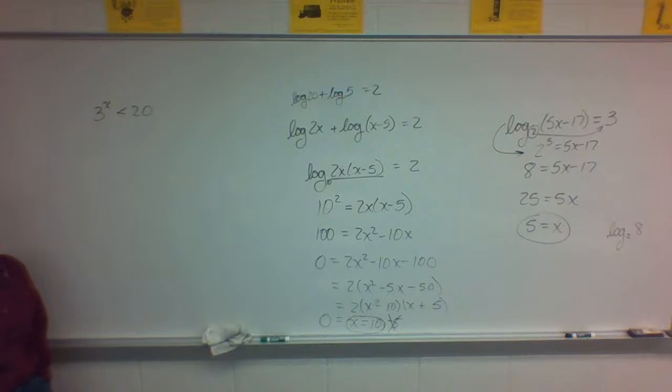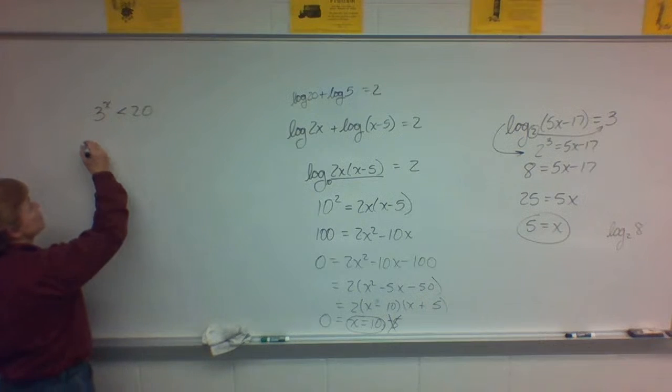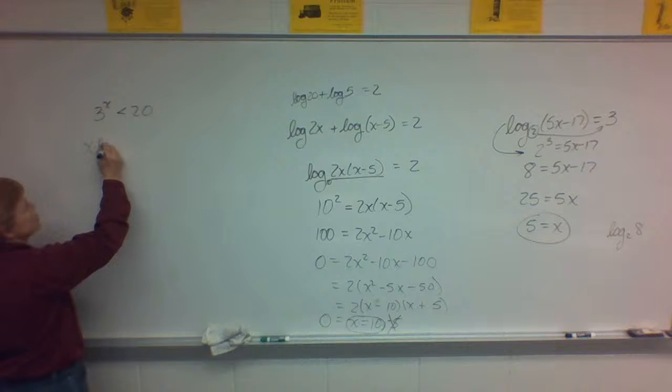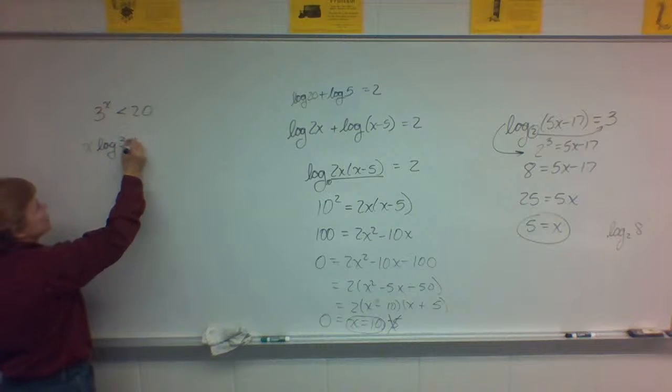This is an exponential inequality. So we're going to go back to our methods for solving exponentials. How do you get that x to come down where we can deal with it? Log both sides. Okay. So we have x. By the way, get this by itself first, and it is. So it's x log 3 less than log 20.